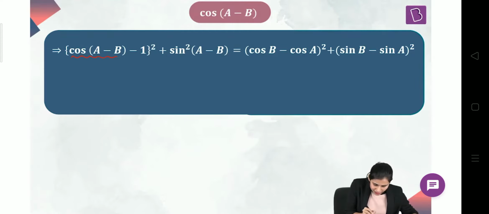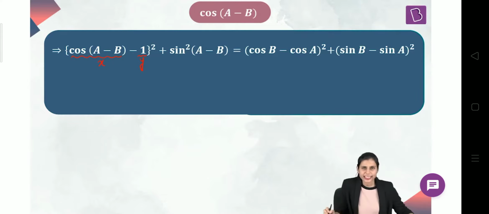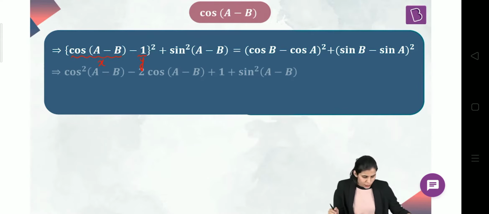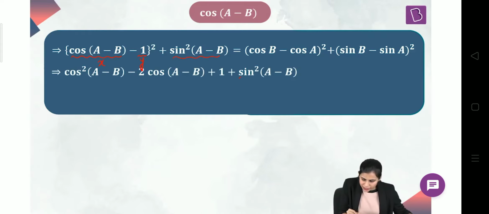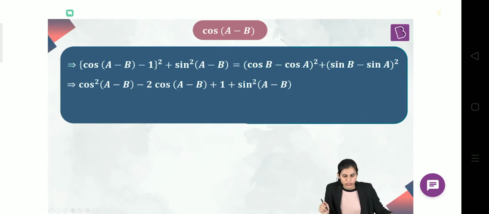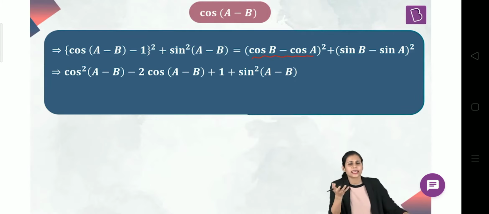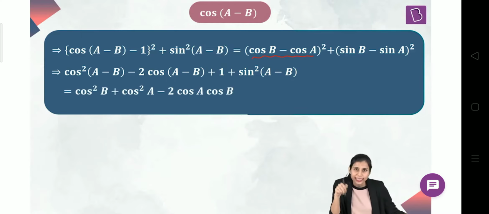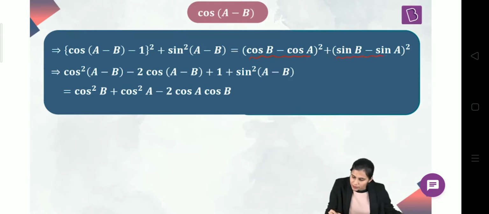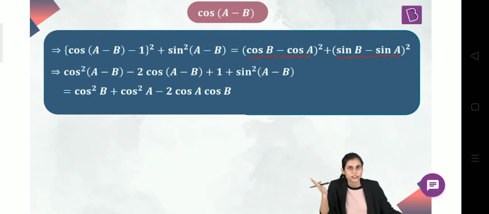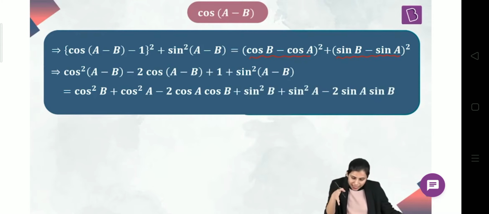In here, this is nothing but like (x minus y) whole square. Okay, so it will be x square minus 2xy plus y square, and this plus sine square (a minus b) is kept as it is. Okay, so left hand side we are trying to resolve. Now let's move to the right hand side. Right hand side is (cos b minus cos a) whole square. Again, identity of (x minus y) whole square. It will come out to be x square plus y square minus 2xy. Similarly, I have plus (sine b minus sine a) whole square. Again, (x minus y) whole square, which is going to come out to be sine square b plus sine square a minus 2 sine a sine b.